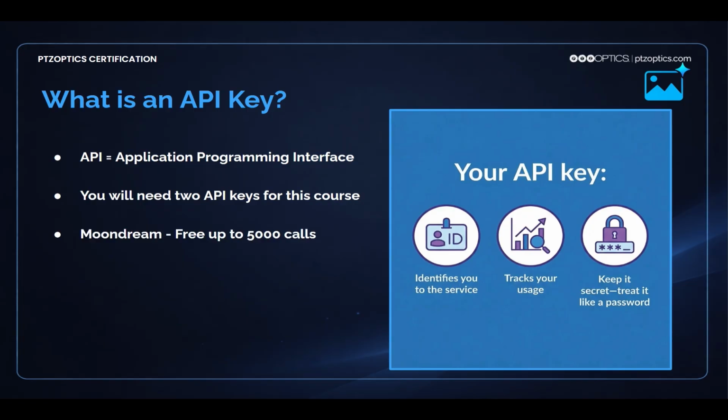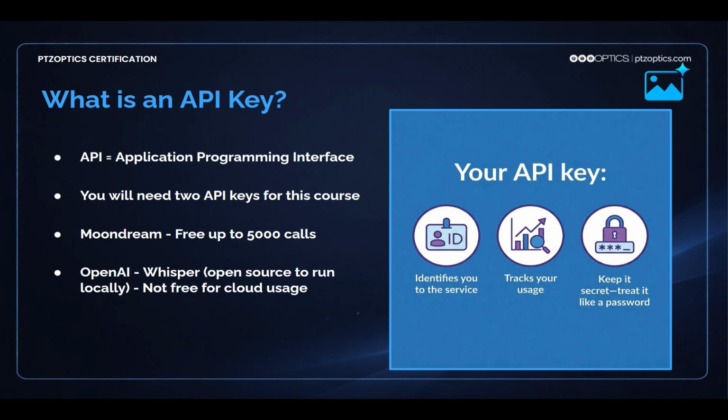We're going to use 2 API keys in this course. The first one is from MoonDream, which offers a very generous free 5,000 API calls per day. I hope that continues throughout the life of MoonDream and all of our courses. We'll see what happens, but it's free right now. And it's going to be really valuable.